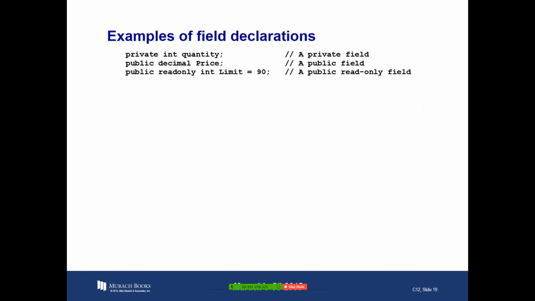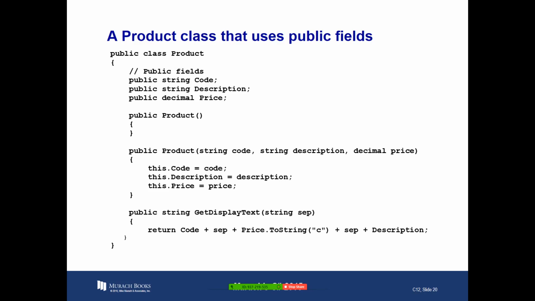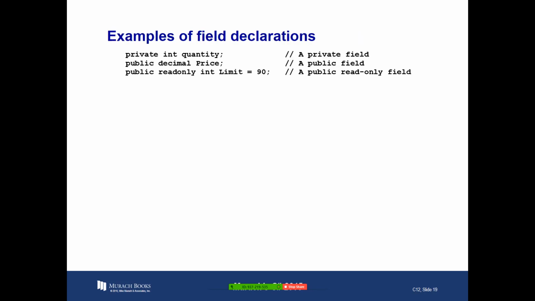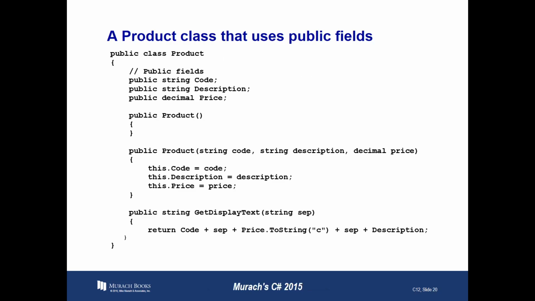Here we're going to add field declarations. Quantity, price, this is going to be different. This is public fields. Display text, same as before.